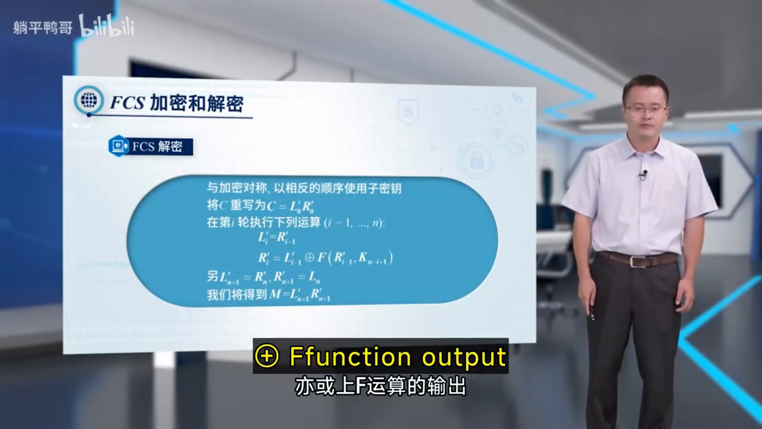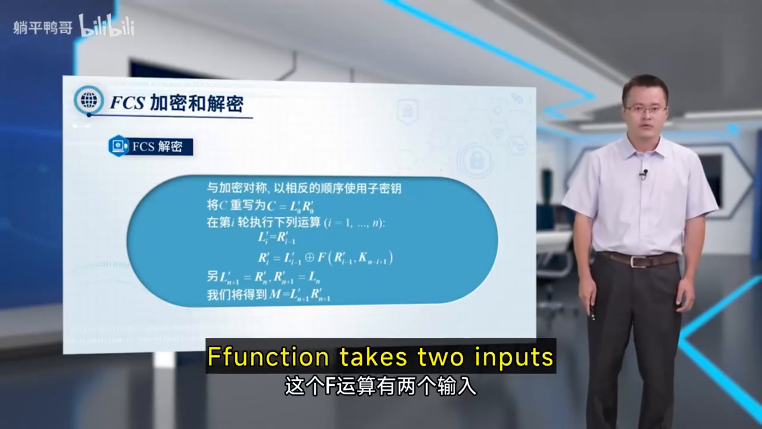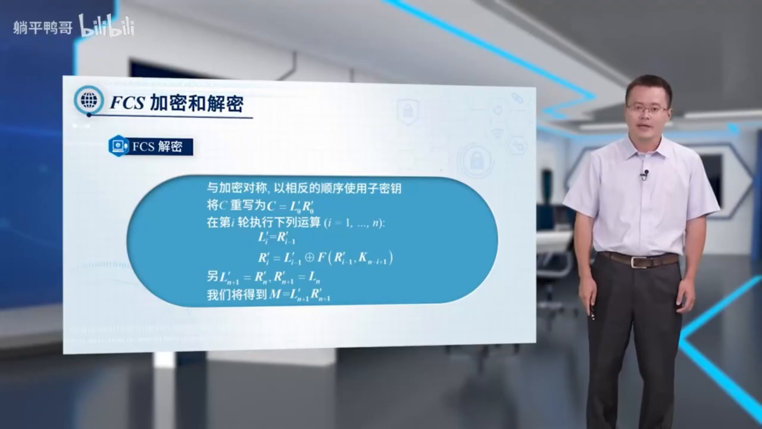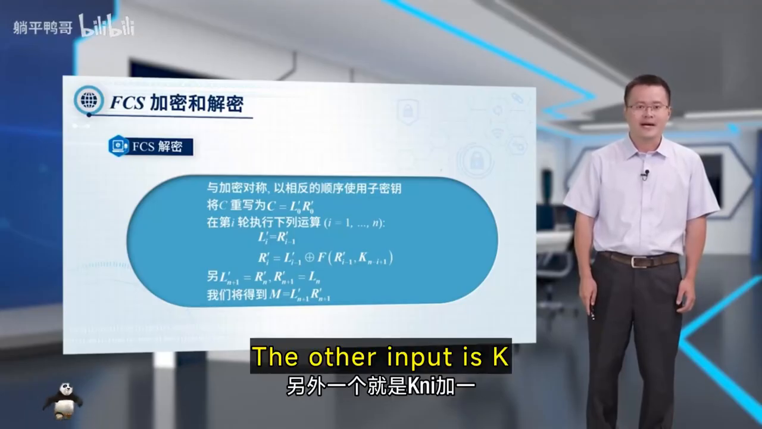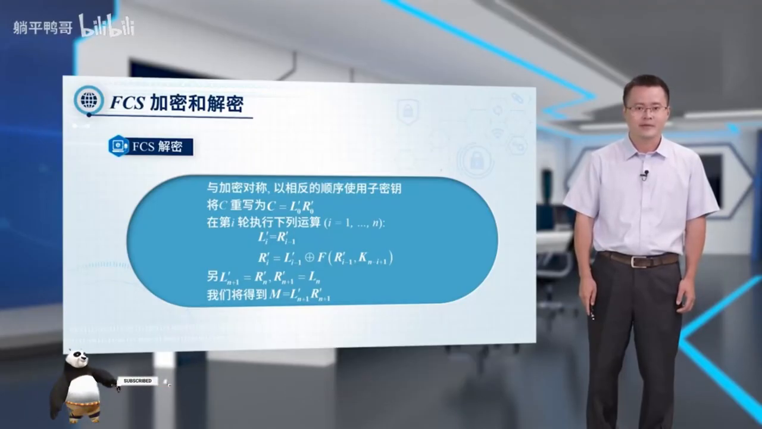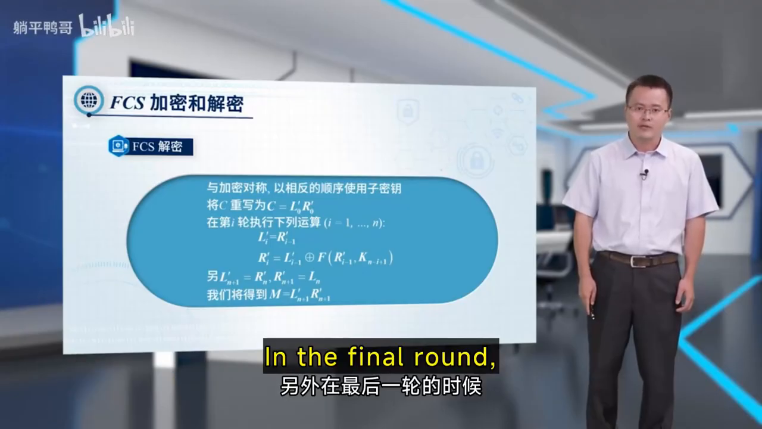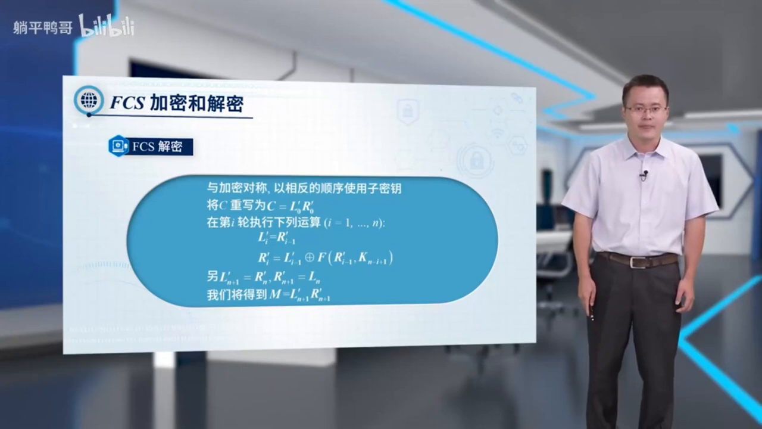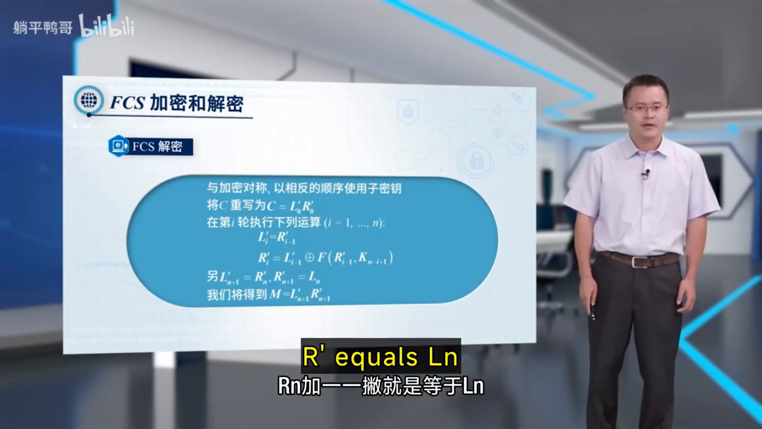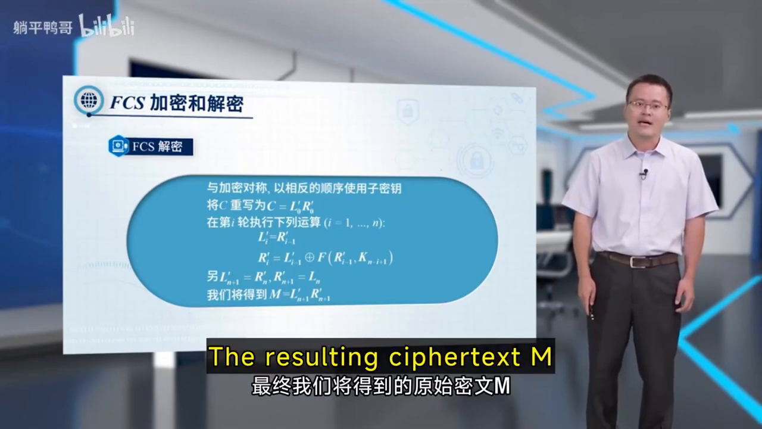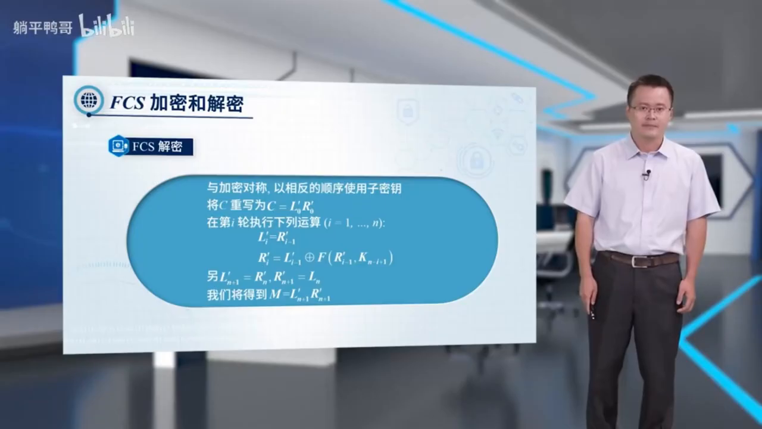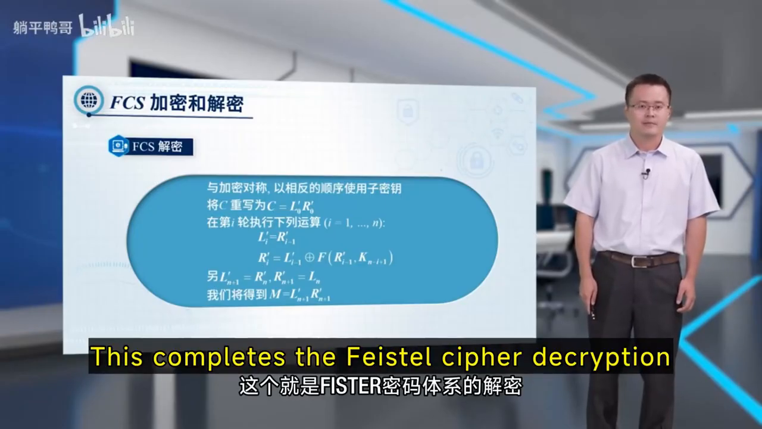The function takes two inputs. First input, R_{i-1}'. The other input is the key K. In the final round, L equals R_n and R equals L_n. The resulting plaintext M is the concatenation of L and R. This completes the Feistel cipher decryption.